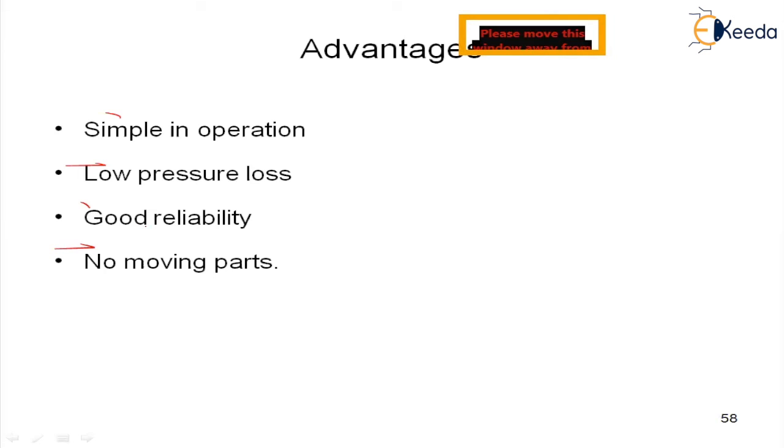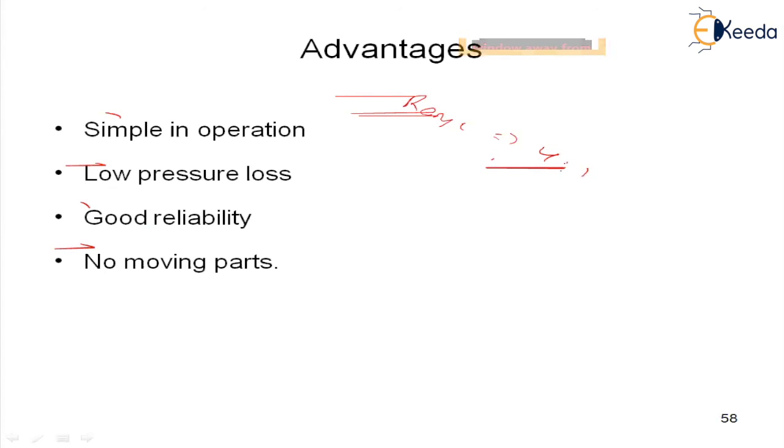What is the range accuracy? I told you that the range is 4 is to 1. Accuracy is 1%. And as I told you, the discharge coefficient is approximately 0.98. Here viscosity effect is high and the cost is medium, my dear students, but the cost is very low for the orifice plate.